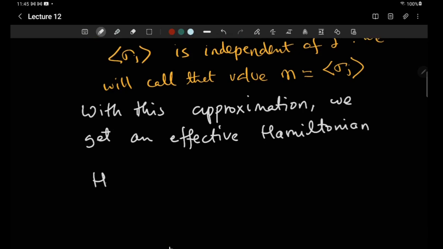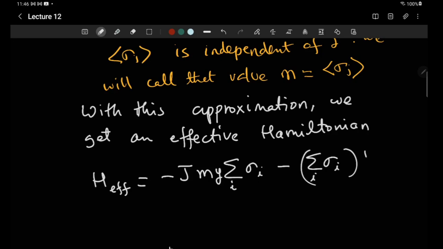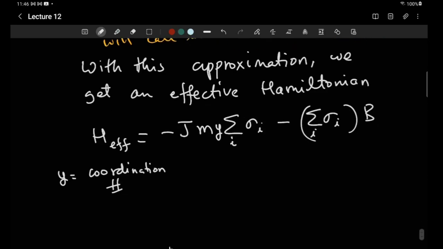Which takes the form H effective equal to sum A minus J, M, and let me put some... what should I call X? Usually coordination number Z is used. I don't want to use Z, so I'll just write some Y times minus. Because there'll be as many y's, as many m's as this thing. You might wonder, should it be y by 2? For whatever physics that we have, it doesn't matter. Is this clear?